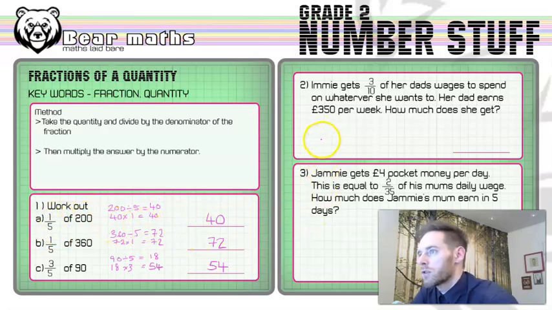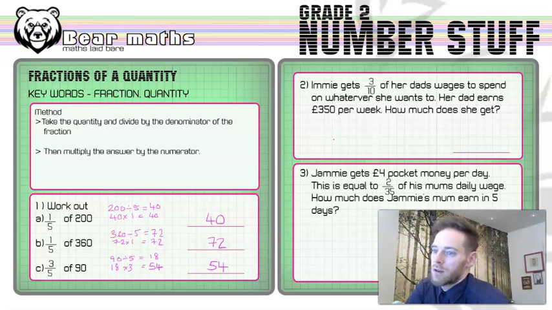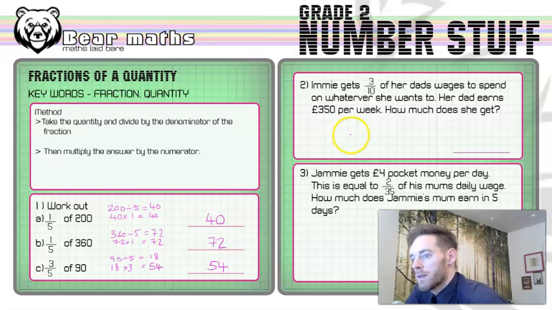Now, in question 2, we've got some words and a fraction here. So Imi gets 3/10 of her dad's wages to spend on whatever she wants to. Her dad earns £350 per week. How much does she get? So it's a wordy problem with a fraction involved in it. And this is one where you have to go, oh, this is a fraction of a quantity question. I'm going to use my two-step method that I've learnt about.